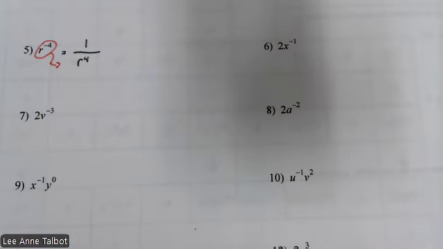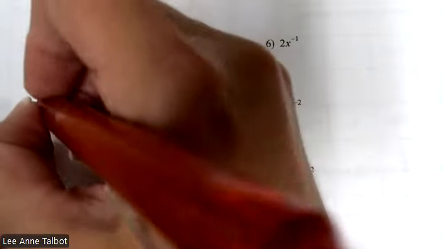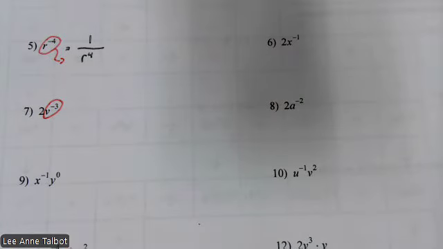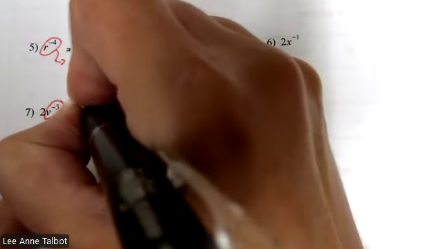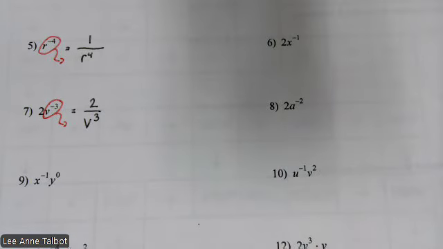Okay, now number 7. This is where it's going to go a little bit different. So only the v to the negative 3 has the negative exponent. The 2 does not. So this is the only piece that goes to the bottom. So 2 stays on the top, and v to the negative 3 goes to the bottom and becomes v to the positive 3.